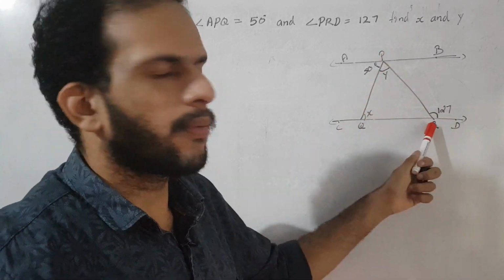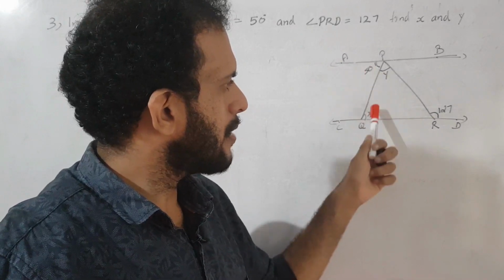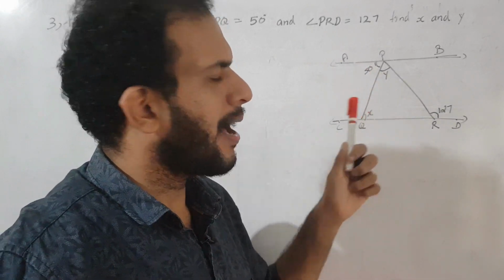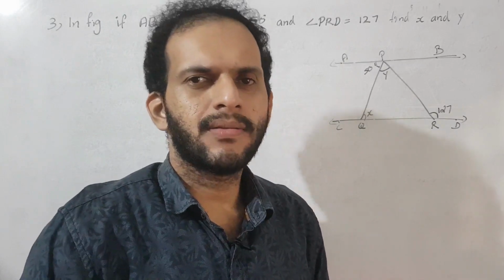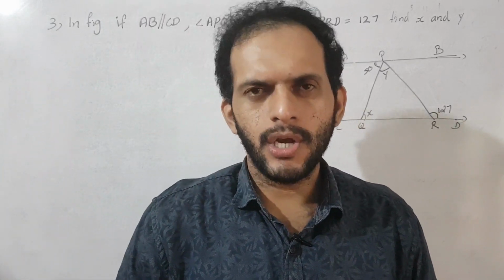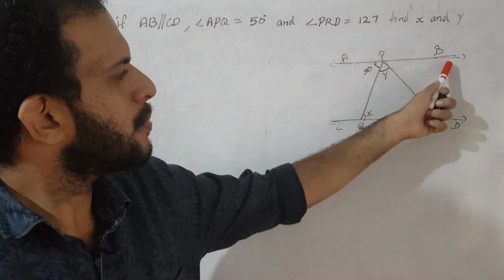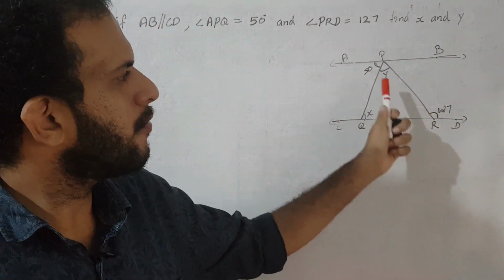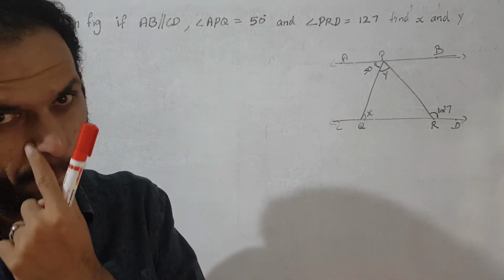So what do we call these angles, 50 and x? Yes, it is very clear. 50 and x are alternate interior angles, and it is already given AB is parallel to CD, therefore the alternate interior angles are equal.